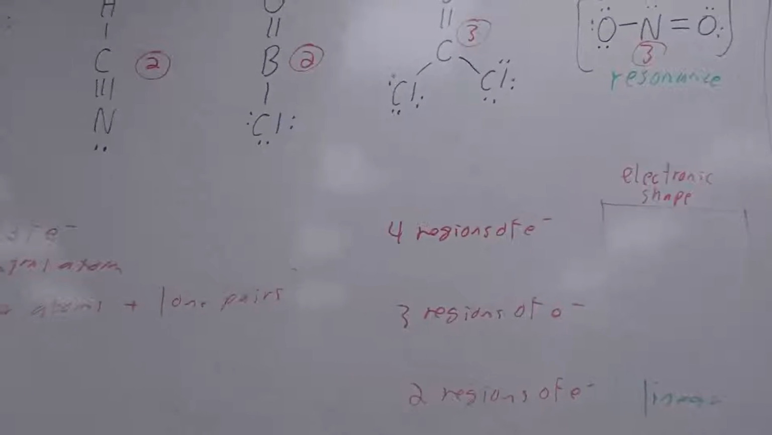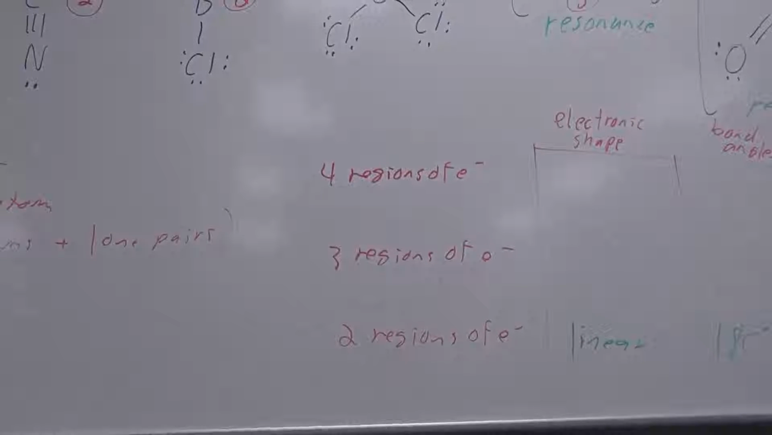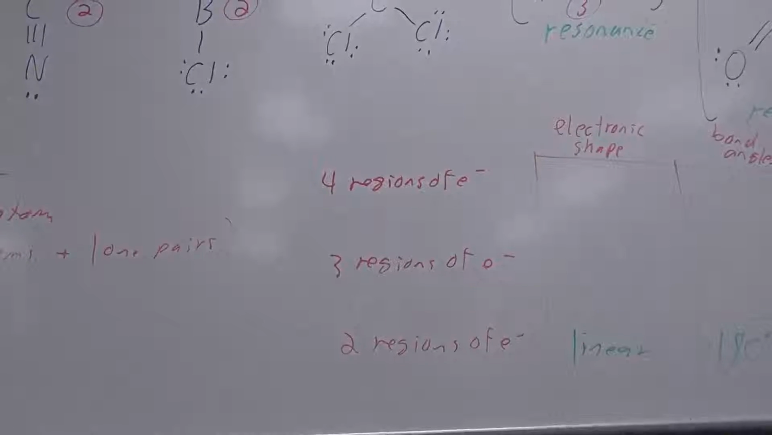Find all the ones that were two locations and label them as linear electronic shape, 180 degree bond angles.